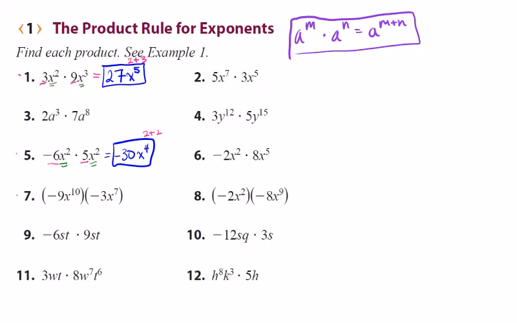Number 7. So I'm going to multiply negative 9 times 3, get positive 27. And then now I'm going to multiply my x's, my like bases. So I have x to the 10th multiplied by x to the 7th. So I'm going to get 1x as a result. And I'm going to add the exponents, 10 plus 7. So we get 17. So it's 27x to the 17th.